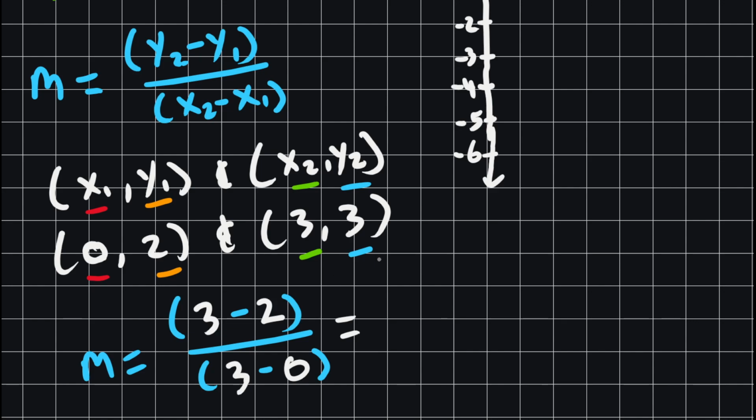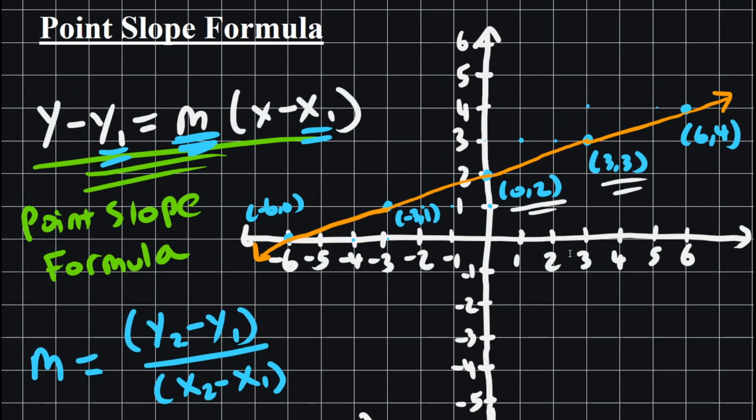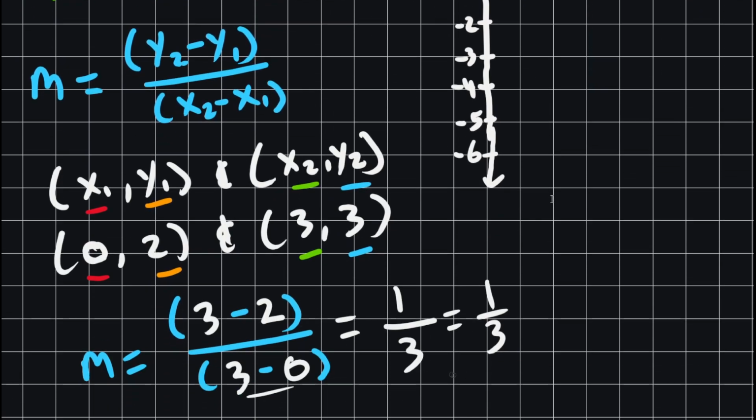So let's evaluate this. What's 3 minus 2? That is 1. Over, and what's 3 minus 0? That's 3. So our slope is 1/3. Our m equals 1/3. Good. So we found the m, and let's go back to the point slope formula. Let me rewrite it down here.